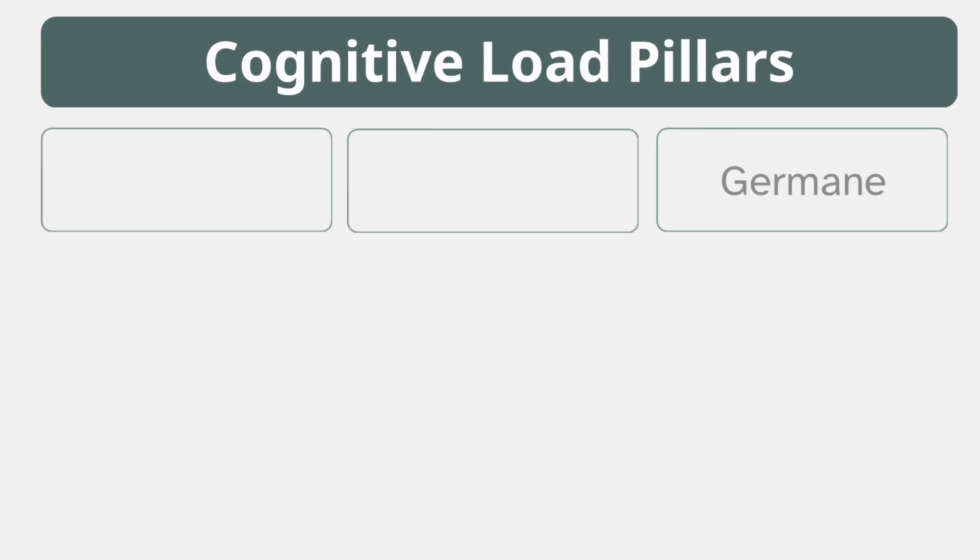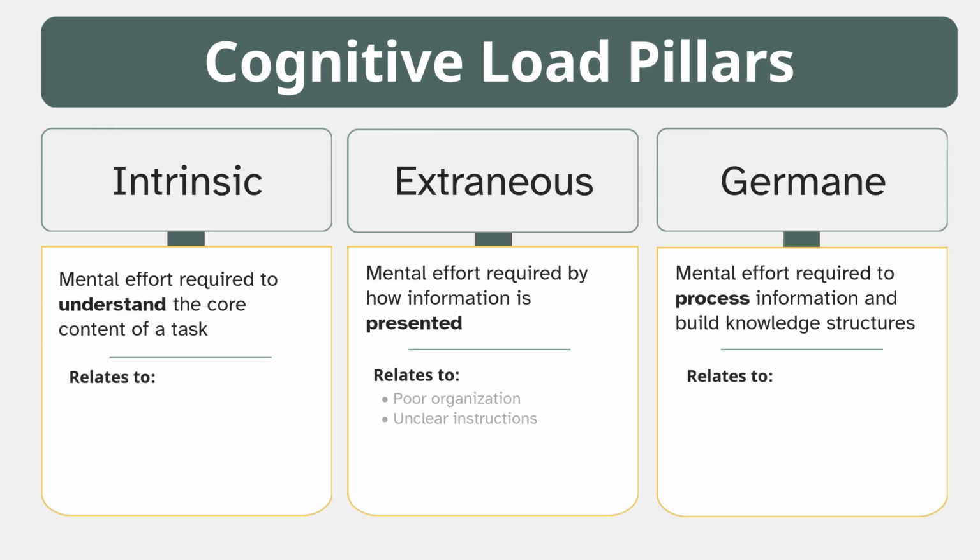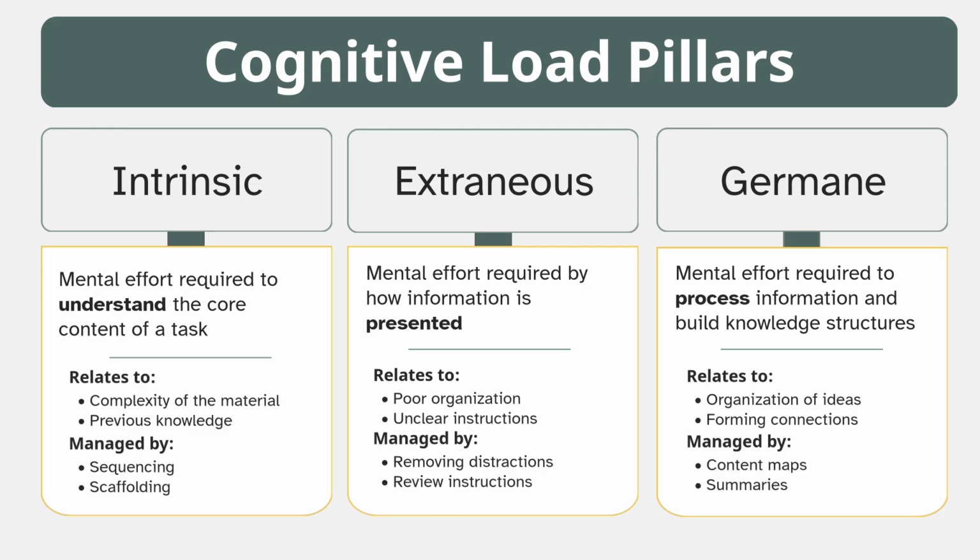The triarchic theory of cognitive load distinguishes three types of mental load placed on working memory: intrinsic, extraneous, and germane. Intrinsic load is the mental effort required to understand the core content of a task. It relates to the inherent complexity of the material itself, prior knowledge and expertise, and degree of abstractness. For example, concrete examples have a lower intrinsic load than abstract ones. Intrinsic load can be managed by sequencing and scaffolding.